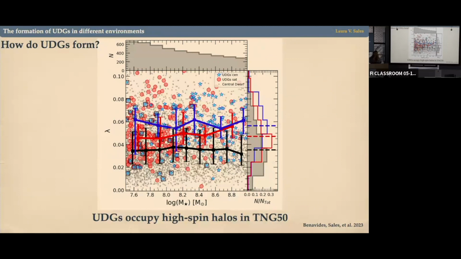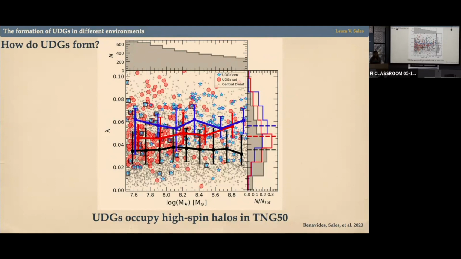You can see clearly that the median of our UDGs in the field is elevated by almost a factor of 2. So they are halos with a larger spin. And to a certain degree, the satellites also follow the same trend. The satellites are complicated. You have to measure them at higher redshift before the infall. So the signal is a bit washed out there.